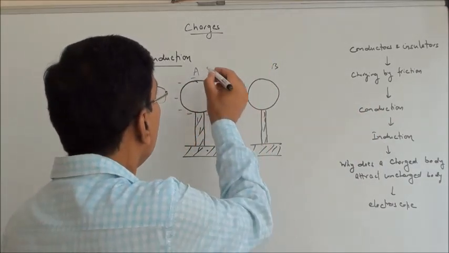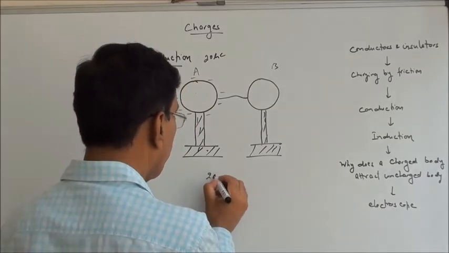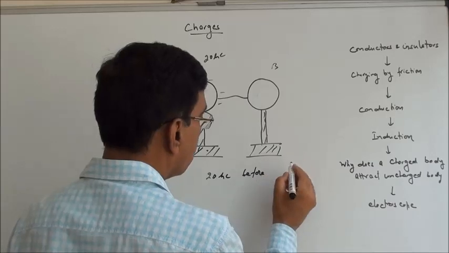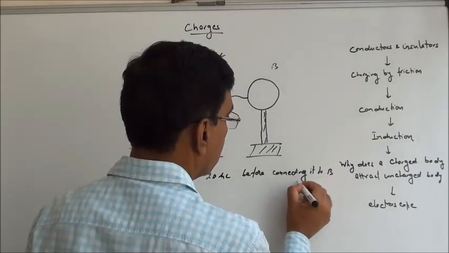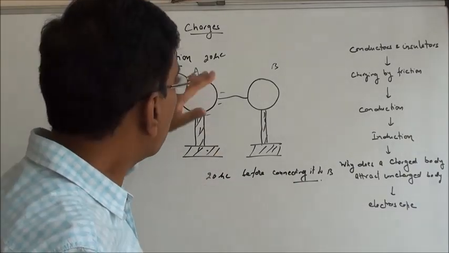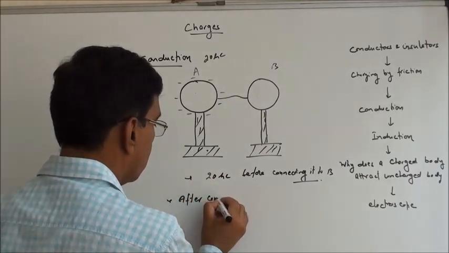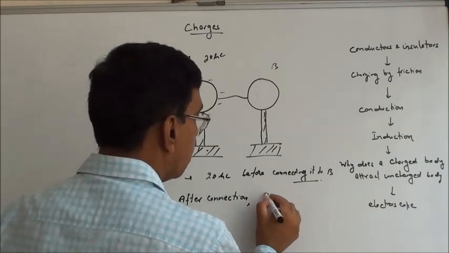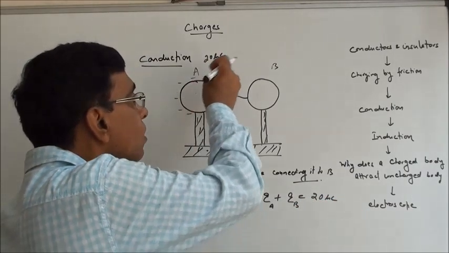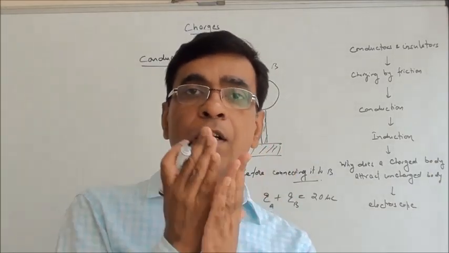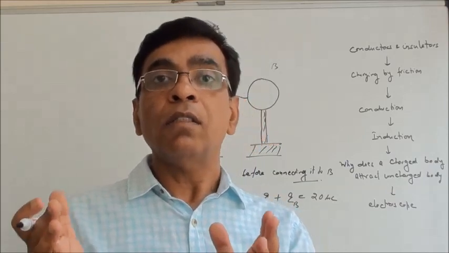However, the important part is that if A initially has, say, 20 microcoulomb charge, so 20 microcoulomb before connecting it to B. When we have not connected it to B, it has a charge of 20 microcoulomb. After connection, the charge on A and charge on B combined will be 20 microcoulomb, because this charge is shared by the two. So conduction is a method in which charge is transferred from one body to another, and charge is shared by the two bodies.